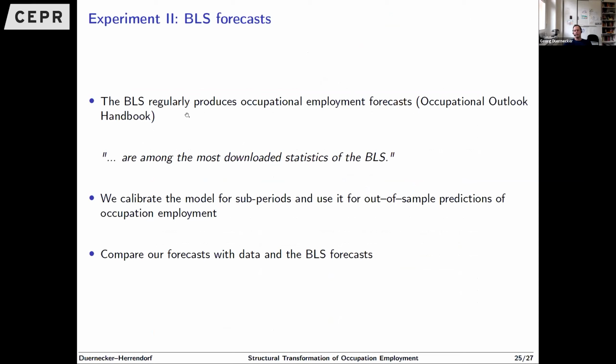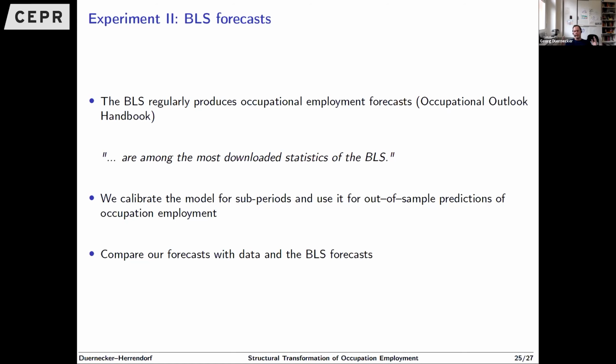Then in the second experiment, and that's the last thing I want to say, we become a little adventurous and we use the model for forecasting, namely forecasting occupational employment. We do this because the BLS also does that. The Bureau of Labor Statistics produces occupational employment forecasts. They publish that in the Occupational Outlook Handbook. And it seems that it's a very important statistic. At least they claim that these statistics are among the most downloaded statistics of the BLS. I guess policymakers are interested in that, perhaps teachers, parents, I don't know.